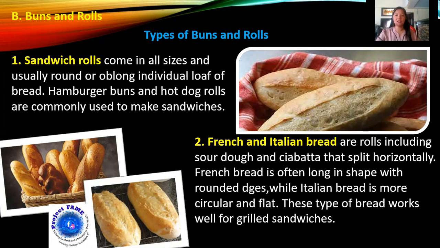Another type of buns and rolls is the French and Italian bread. These are rolls including sourdough and ciabatta that are split horizontally. French bread is often long in shape with rounded edges, while Italian bread is more circular and flat. This type of bread works well for grilled sandwiches.